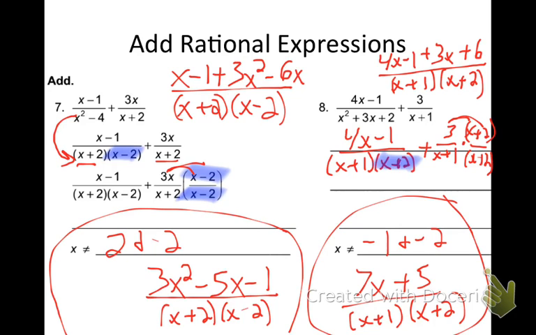Again, the biggest thing is you have to find what is the other fraction missing that you need to multiply by. Okay, and again, think of it as a fraction. What would you do? You need to multiply by and get a common denominator. Okay, and that's all it is. Find that common denominator.